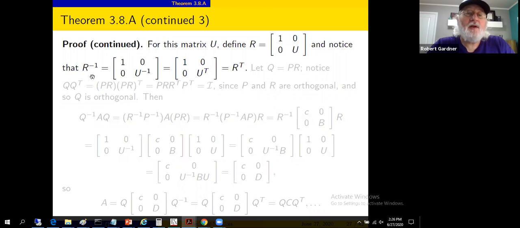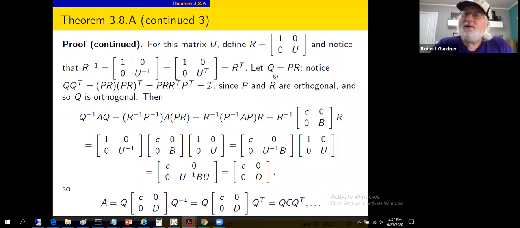Notice we can find R inverse easily enough. We just invert that lower right-hand part, easily checked by the definition of multiplication of partition matrices. Hey, U inverse and U transpose are the same. U was an orthogonal matrix involved in the orthogonal diagonalizability of matrix B. So we make a substitution there, and lo and behold, you've got the transpose of R. So R inverse equals R transpose. That right there tells you, hey, R is an orthogonal matrix as well, because its inverse is its transpose.